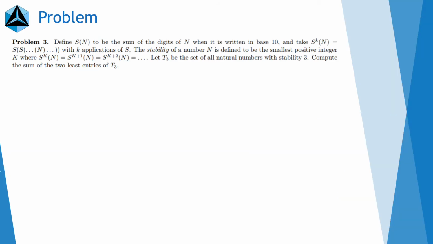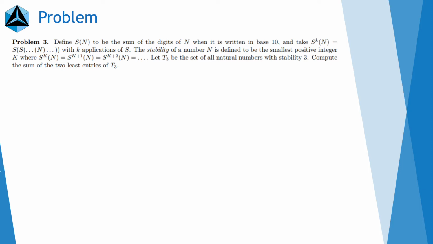So first let's read the problem. Define S of n to be the sum of the digits of n when it is written in base 10, and take S^k of n to be S of S of ... of n, with k applications of S. The stability of a number n is defined to be the smallest positive integer k where S^k(n) = S^(k+1)(n) = S^(k+2)(n) = ..., to infinity. Let T3 be the set of all natural numbers with stability 3. Compute the sum of the two least entries of T3.